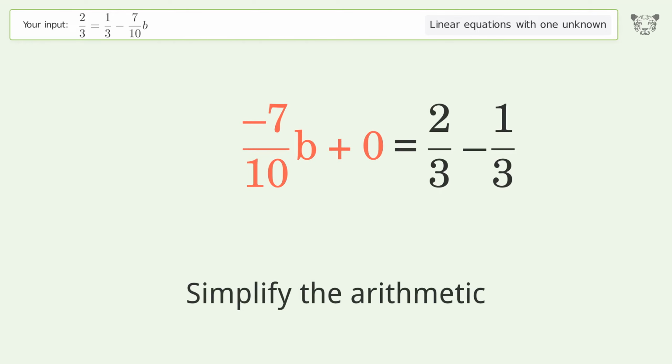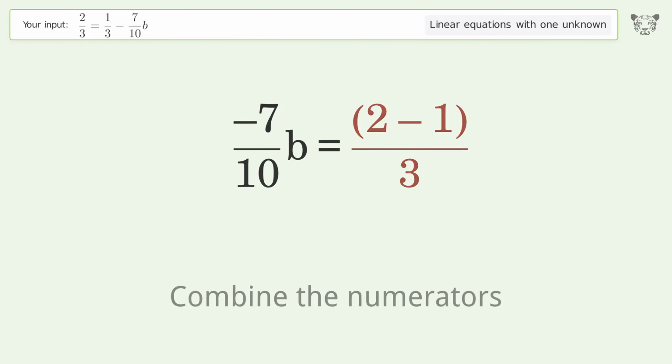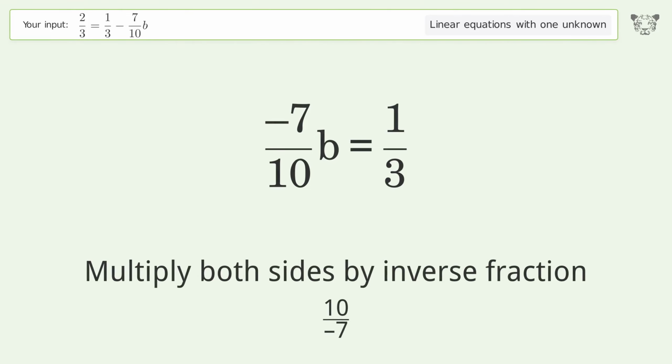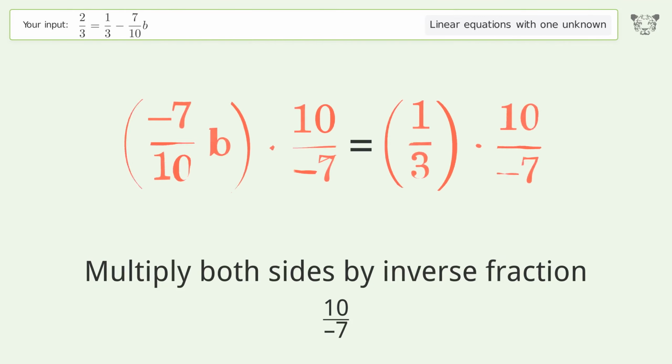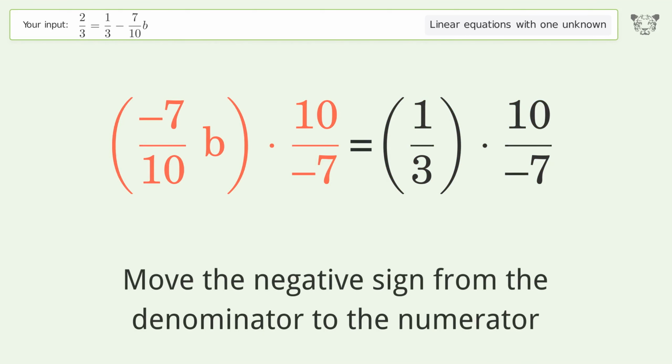Simplify the arithmetic. Combine the fractions. Combine the numerators. Isolate the b. Multiply both sides by inverse fraction 10/-7. Move the negative sign from the denominator to the numerator.